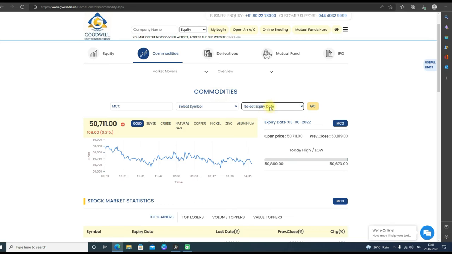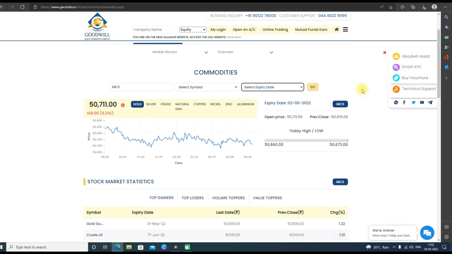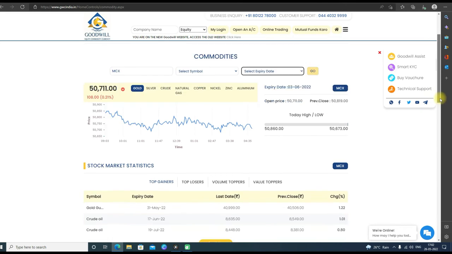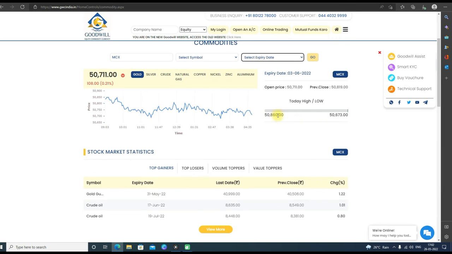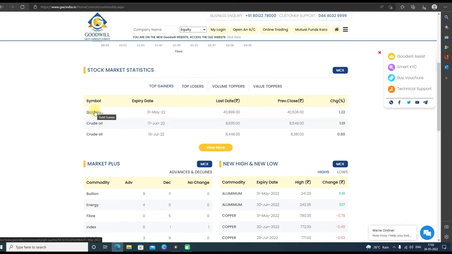And from here we can basically choose the expiry date. Going by the graph, we can see that for the gold it was 50,711 while the previous closing price was ₹50,819, while the high for the gold was ₹50,860 and the low was ₹50,673.